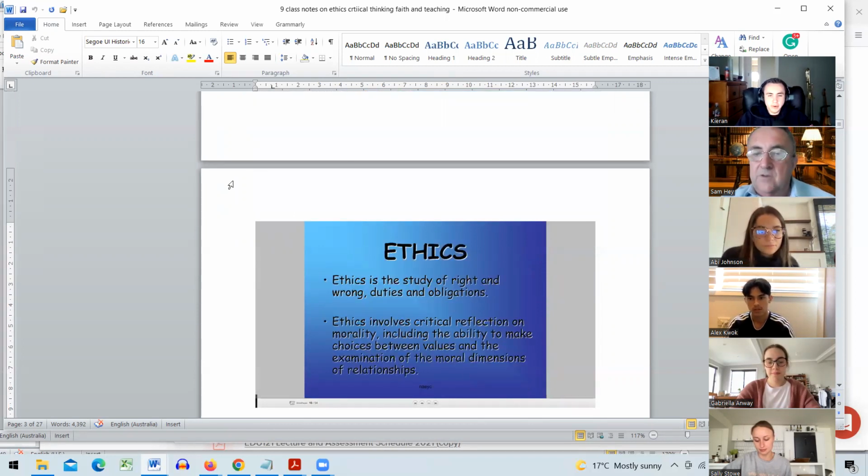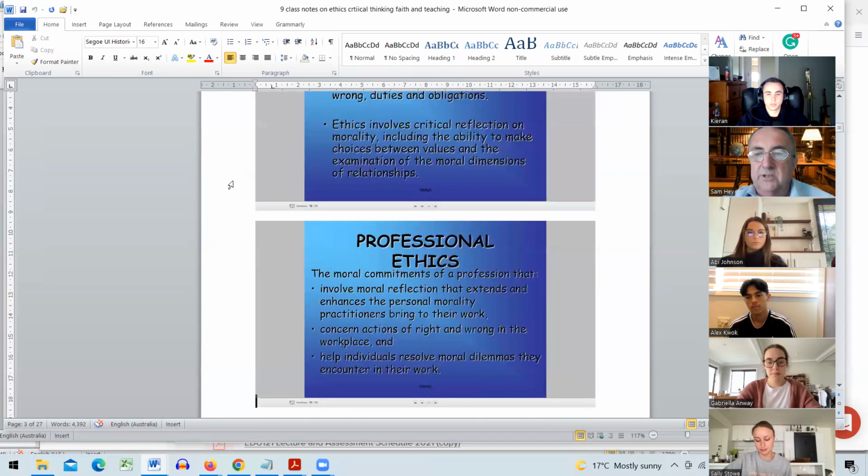Ethics is the study of right and wrong, duties and obligations, and it is influenced by the people around us. It's influenced by our worldview, and it continues to develop during our life journey, and it can get worn out a bit too. Ethics involves critical reflection on morality and our ability to make choices between values and to examine moral dimensions of our thinking and relationships.